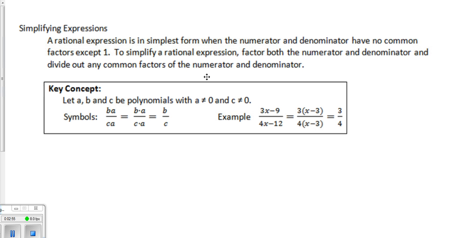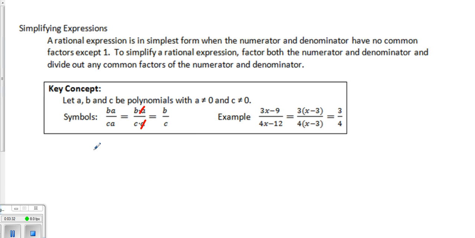Simplifying expressions. A rational expression is in its simplest form when the numerator and denominator have no common factors except for 1. To simplify a rational expression, factor both the numerator and the denominator, and then divide out any common factors. So let's see what that means here. In a general term, if you've got b times a over c times a, you could break that up into your separated parts, b times a, c times a. Well, this a is going to cancel out from top and bottom. You'd be left with b over c.